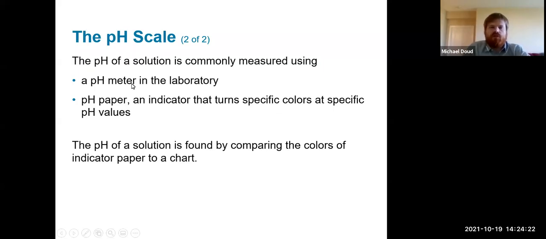So the pH meter that we showed at the beginning, the slide at the beginning, that's an example of a way that you can measure pH. If you need a more mobile solution, there is what's called pH paper. pH paper uses indicators like phenolphthalein, for example, to turn a color, and that specific color will tell you the specific pH value. So you can kind of decode it. You would find the pH of the solution by comparing the color of the paper that you stick in the solution to a chart.